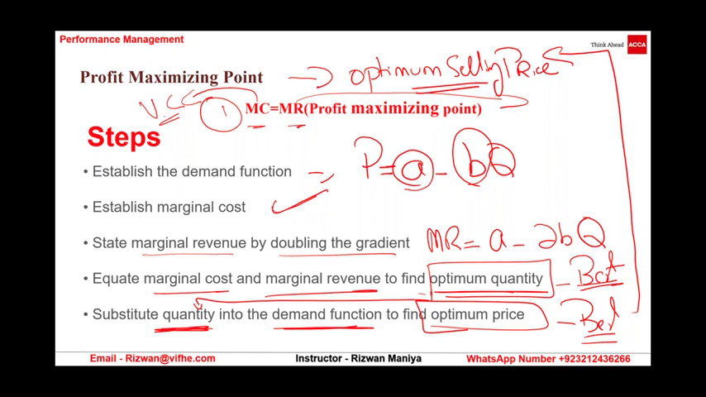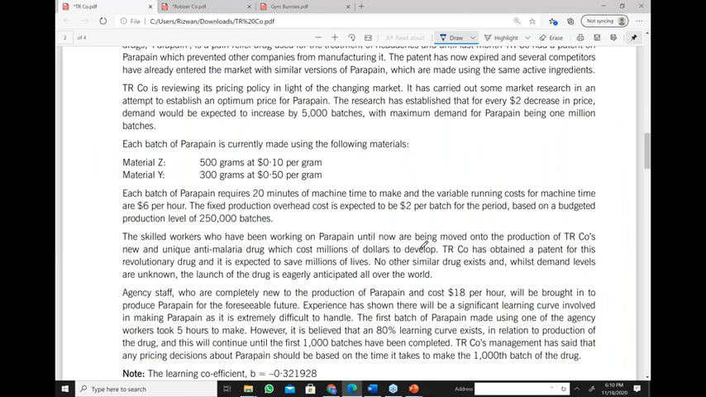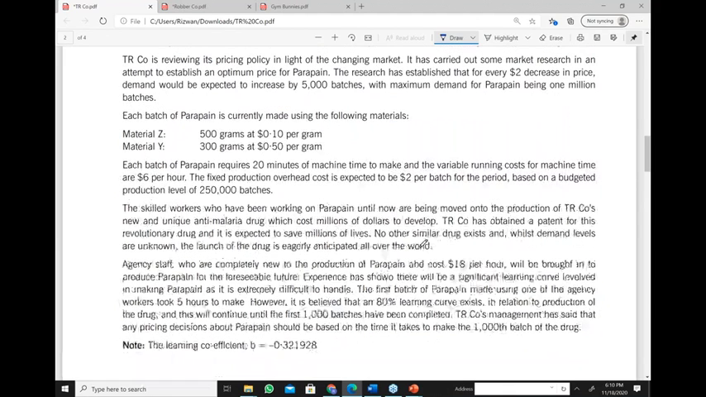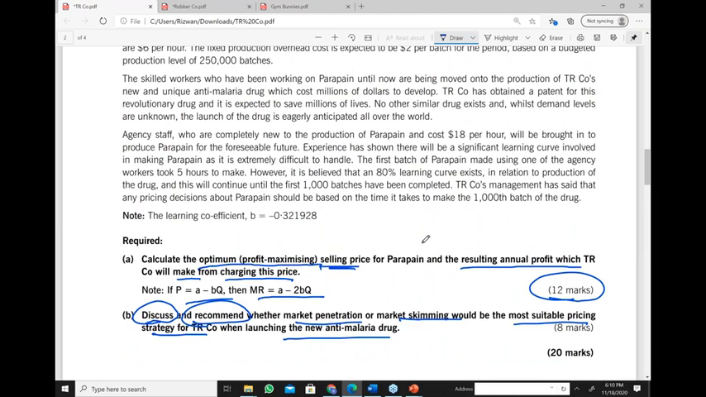So these are the steps. How was it clear that you have to use this method? By reading the question, which gave you a very clear hint: optimum profit maximizing selling price. And you just saw here the note which mentioned the demand function. And this is your demand function and the equation for marginal revenue. Okay. So let's read now.